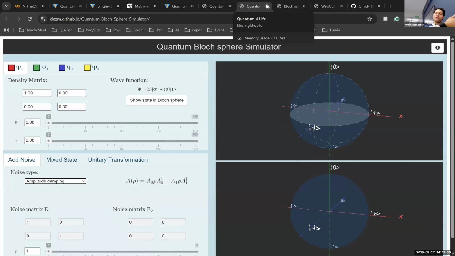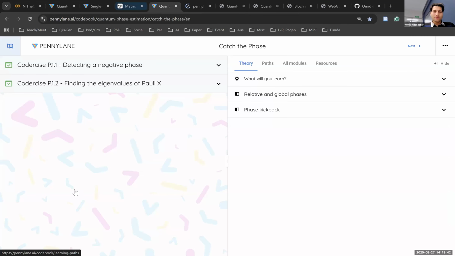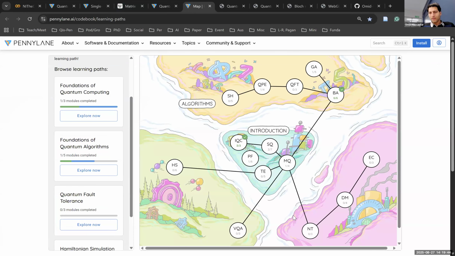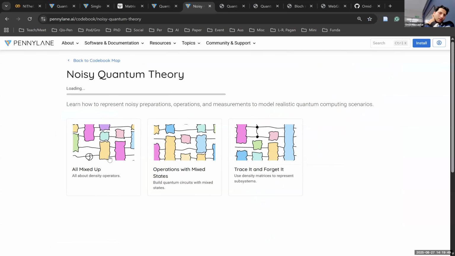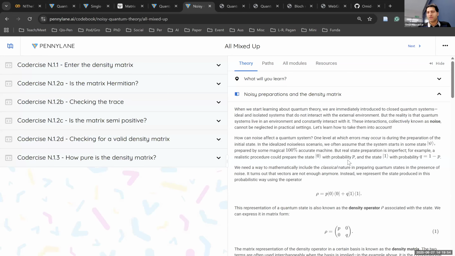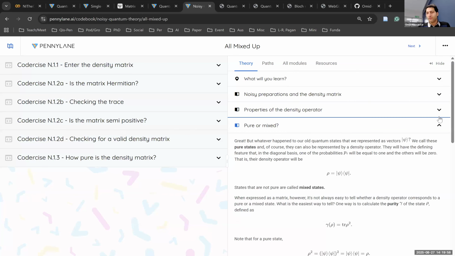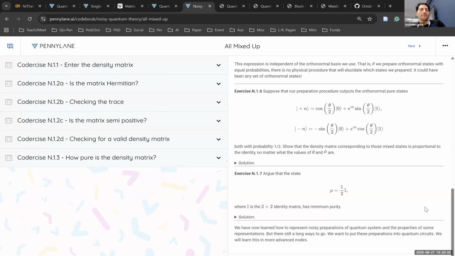But first of all, you need to learn about noisy quantum state and the mixed state. I think if I go to this course here, there is one specific course, noisy quantum theory. If you go to the noisy quantum theory, you have all this explanation here: pure state versus mixed state, and what is the meaning of density matrix, which is very informative. And then you can learn about this and then come to that.